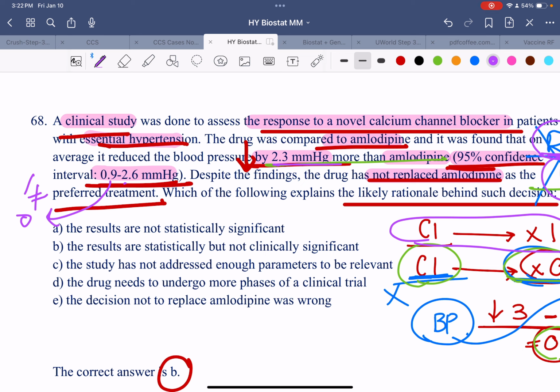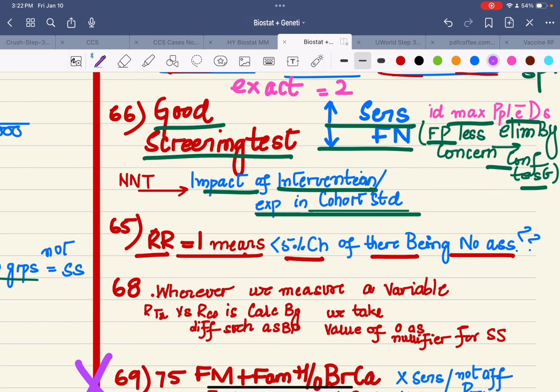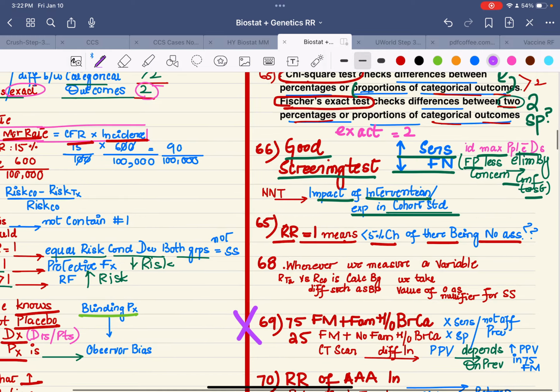But are the results clinically significant? Even though it's statistically significant, 2.3, like from a value of 140, if you just decrease it to 138, it's not clinically significant, right? So the correct answer is B. The results are statistically significant. Yes, they don't have the value of 0 that can nullify the confidence interval, but they are not clinically significant. The 2.3 millimeters of mercury value is not clinically significant.